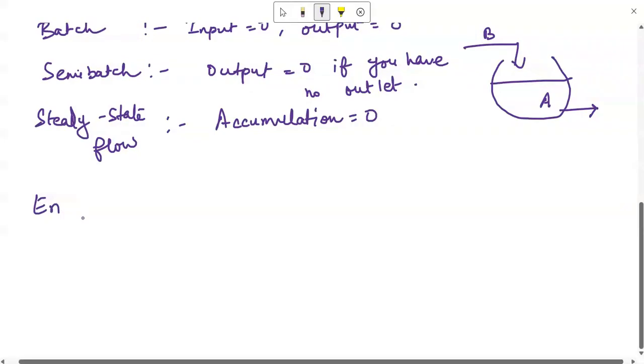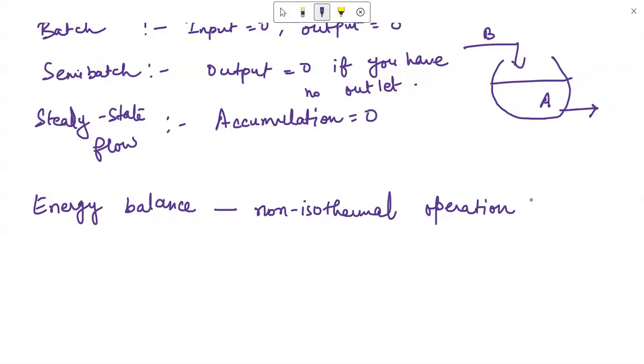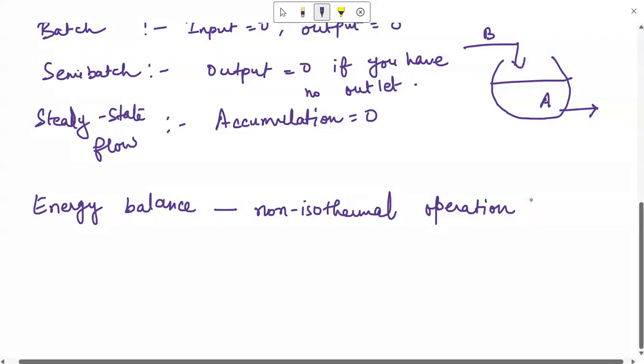So now we'll talk about the energy balance. Now this is generally when you have a non isothermal operation. Isothermal means temperature remains constant. In that case you can only work with the material balance. But when you have a non-isothermal operation, that is, your temperature is varying, you must consider the energy balance equation. So the energy balance equation is again the same. How do we do it?